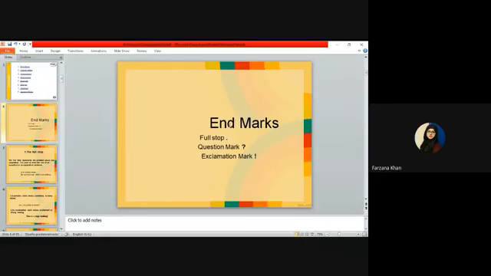Basically, there are three end marks in the English language. First of all, there is a full stop. After that, there is the question mark. Here you can see the symbol of the question mark. And the third end mark is the exclamatory mark or exclamation mark. So let's discuss one by one how to use these end marks.